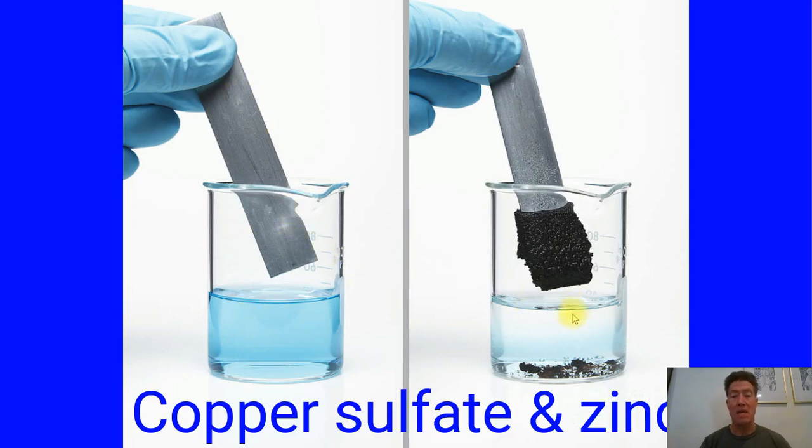What happens over time is you begin to have this dark black deposit of copper forming on the zinc, and the blue copper ions begin to disappear as they are deposited on the zinc. So what's going on here?